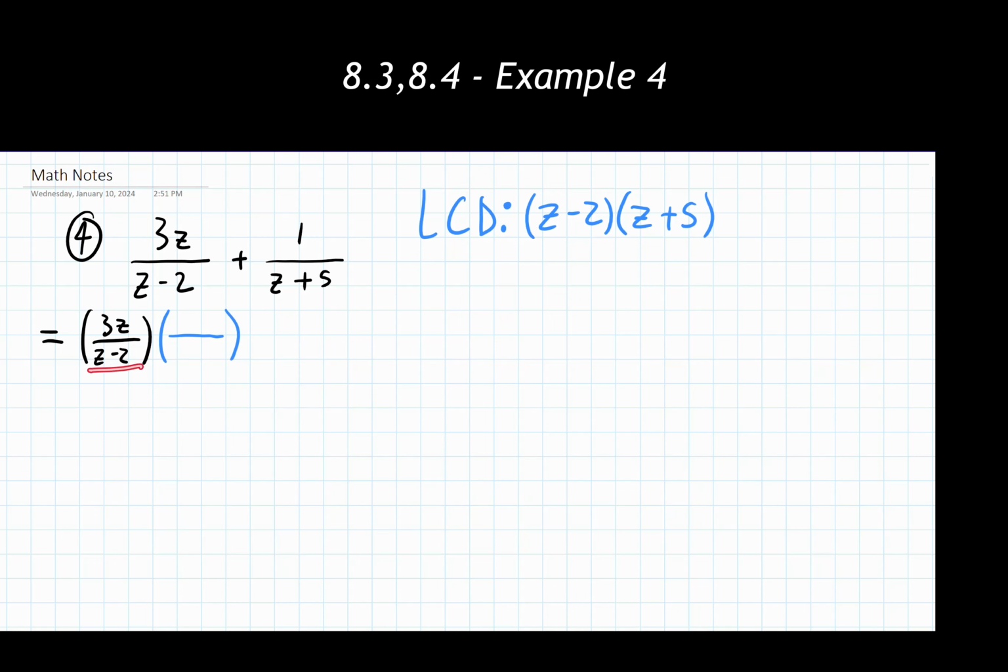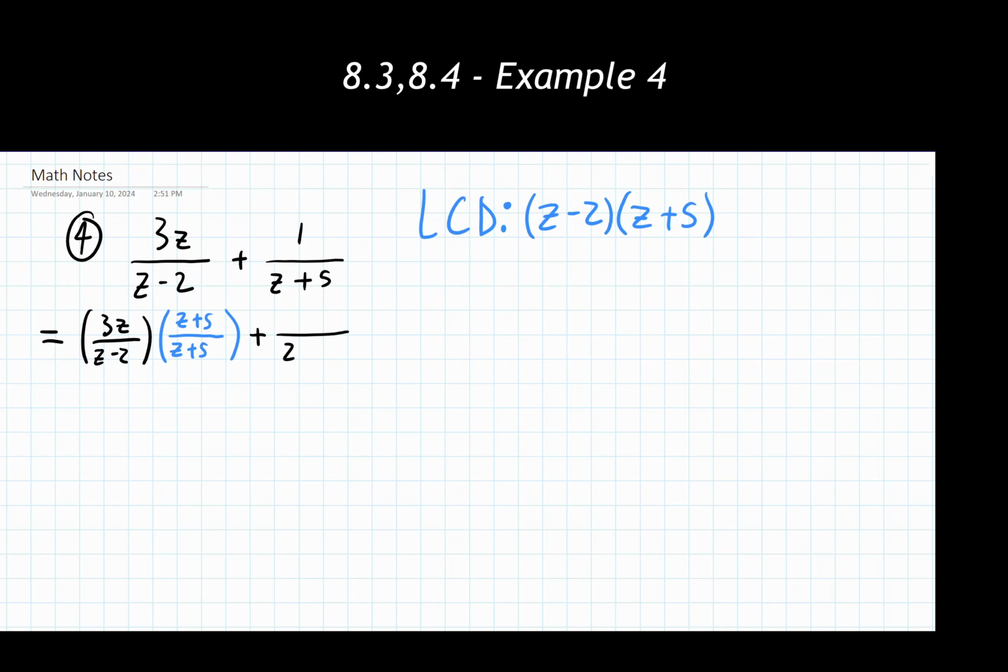Well, the first one already has a z minus 2. It needs a z plus 5, so I'm going to need to multiply that by z plus 5. And if I'm doing that to the denominator, I need to do that to the numerator as well. Makes it an equivalent fraction.